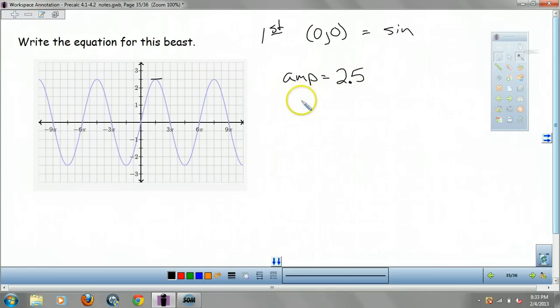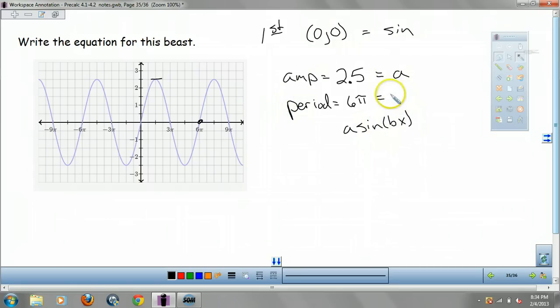Now, to find our period, well, we know our period is 6 pi, because it goes up, it goes down, and it hits here, and then it's going to repeat. So our amplitude's 2.5, that equals our A. Our period's 6 pi. What we need to find is our B, because we're using the old A times sine of Bx, right? Because we aren't shifting it, because we're on our normal x-axis.